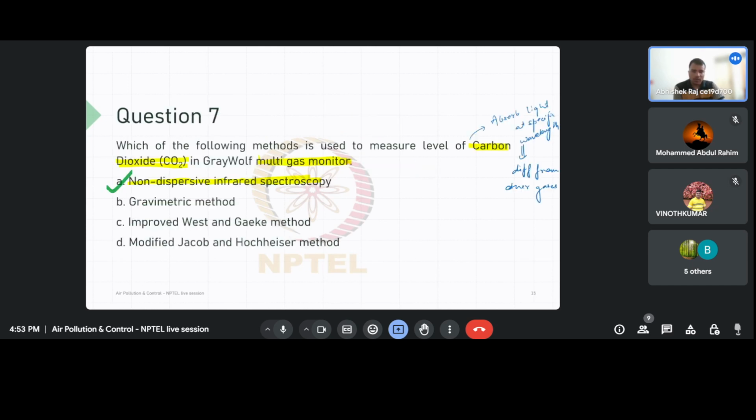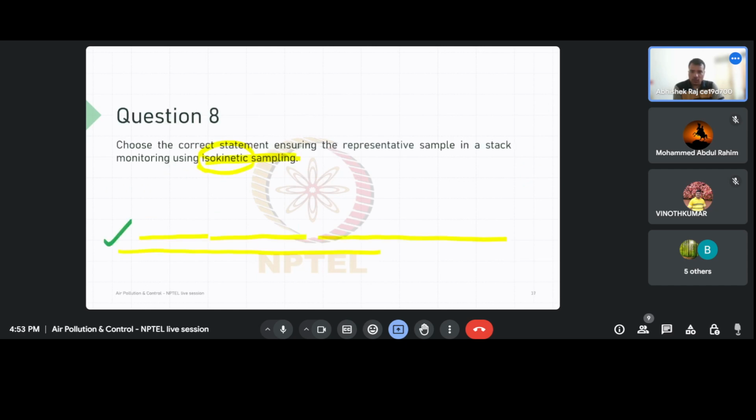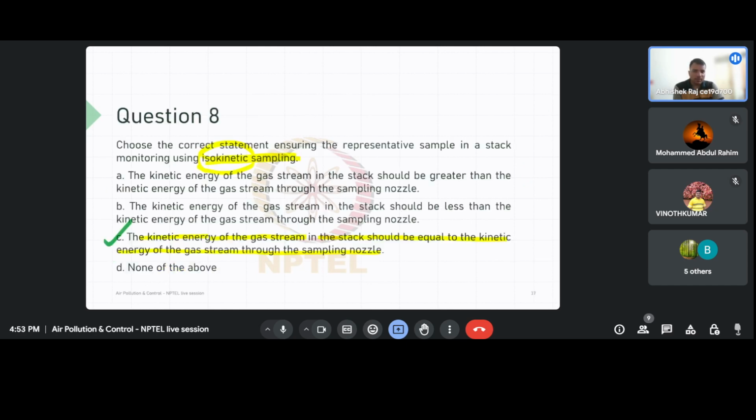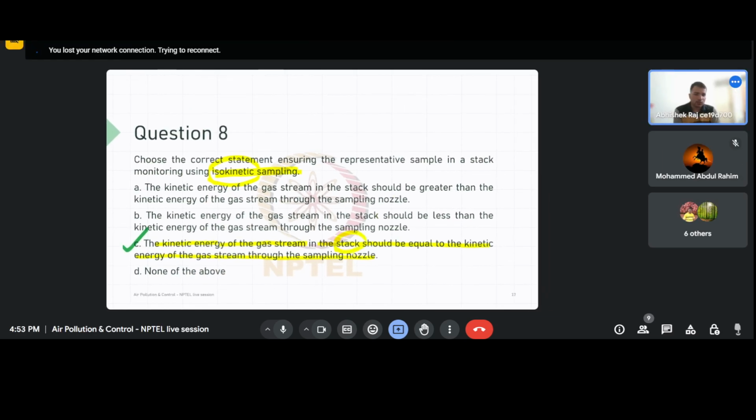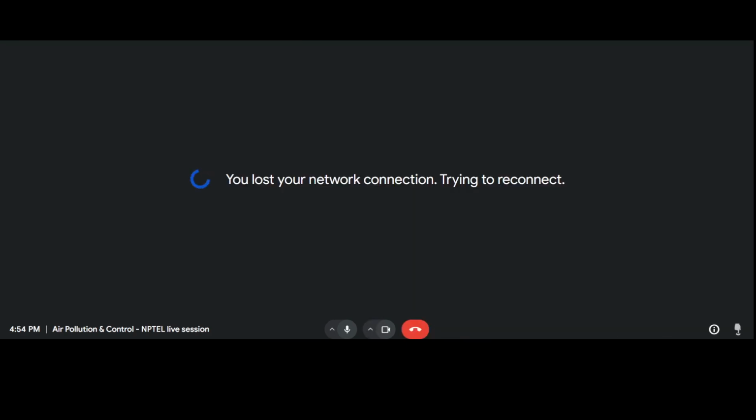Question 7. For CO2, we use the non-dispersive infrared spectroscopy because it absorbs light at specific wavelengths. Isokinetic sampling. What is the basic concept that was asked in question number 8? Kinetic energy of the gas stream in the stack should be equal to the kinetic energy in the sampling nozzle. What do we use for SO2? We use potassium tetrachloromercurate. That will be used for SO2.